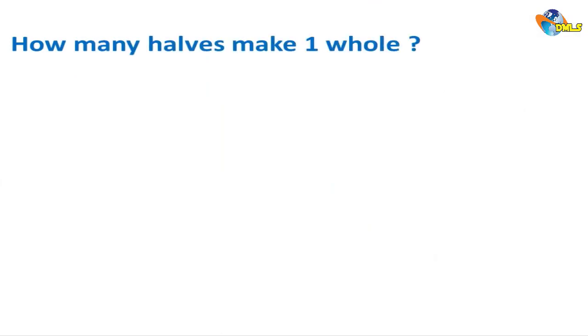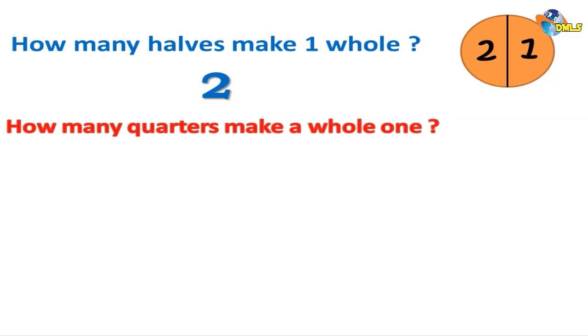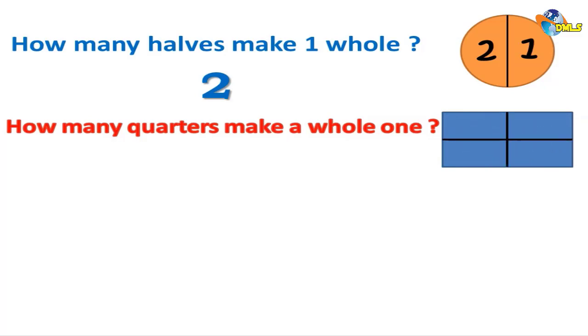How many halves make one whole? You can imagine any whole and divide it into halves. How many halves? Count with me. 1, 2. So any whole 1 contains 2 halves. How many quarters make up a whole 1? You can imagine any whole 1 and divide it into quarters. How many quarters now? 1, 2, 3, 4. Any whole 1 contains 4 quarters.